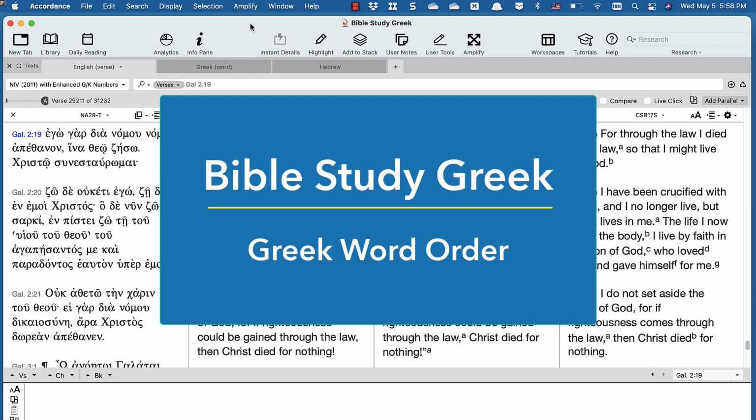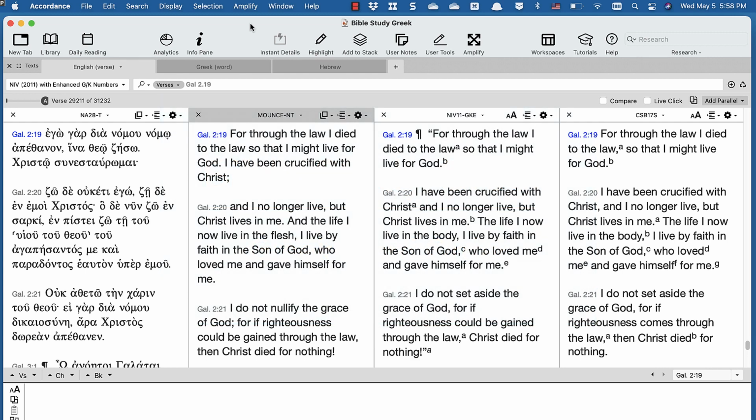We often talk about the order of Greek words in a sentence and how, if we want to emphasize a word, we move it forward in Greek word order. But what actually is normal Greek word order?